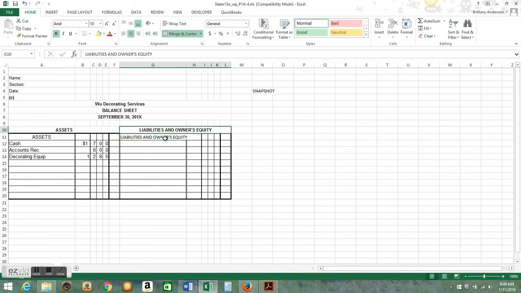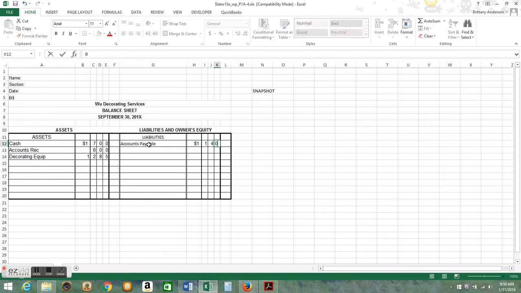So then over here, I'm going to say liabilities. I'm going to center this so the reader knows that I'm talking about my liabilities. I have accounts payable. I'm going to put my total over here, 1,140.